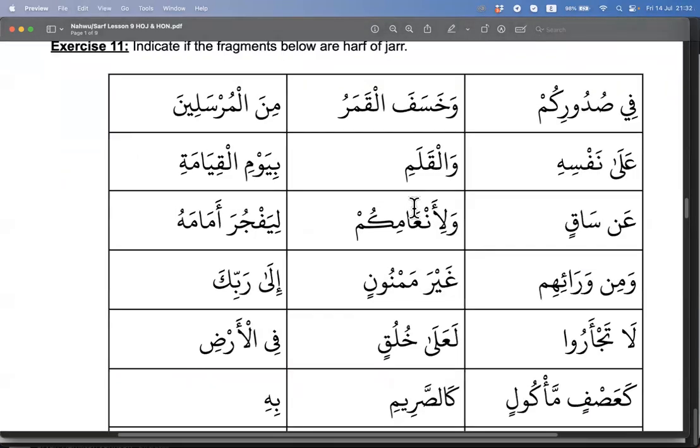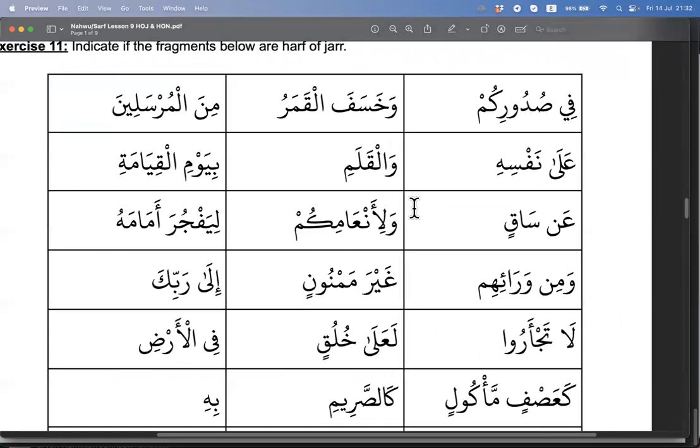Let's do some exercise. Tell me if it is a half of jar or not. Fi sudurikum. It's half of jar fi and suduri. Yes, suduri is our majrur. And what about suduri and kum? Mudaf ilaihi. Yes, very good.